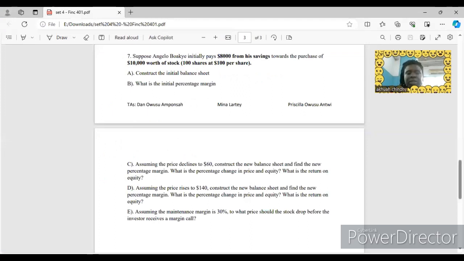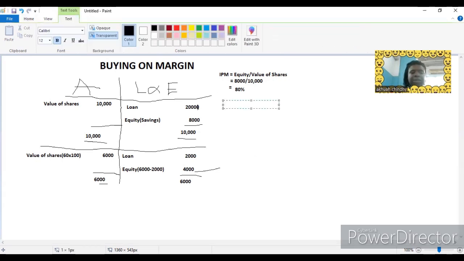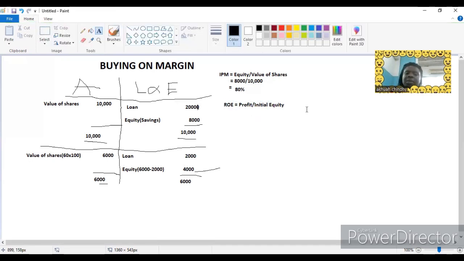Okay, so let me do this. Return on equity is basically a profit. So return on equity, ROE, is your profits over your initial equity. I can just write equity, right? But because I'm teaching, I want to write initial equity so you don't get confused. Since I'm on the second question, it's where I prepared this balance sheet, right? Why am I saying initial equity?